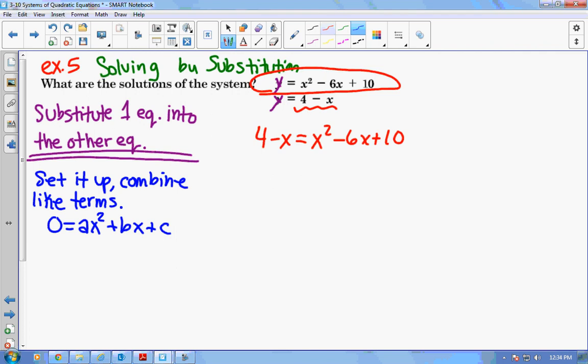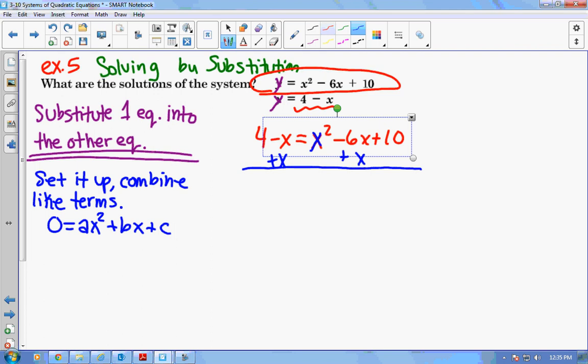Skylar, what needs to move to the other side? X squared is positive, so we want to get everything to the right side. Okay, how do you move the x? So I'm going to add x, and I'm going to choose to put it underneath its like term, negative 6x. Those are like terms, right?